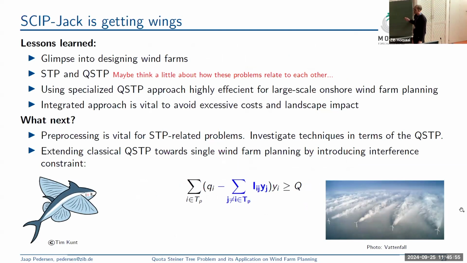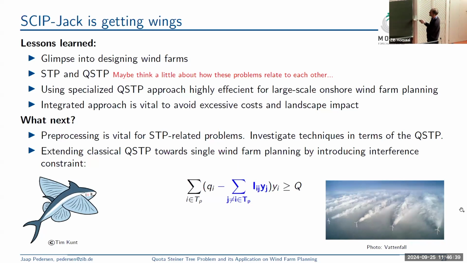Okay, now I come to the end of my talk. So what we have learned, hopefully, is that we know a little bit more about designing wind farms. We know what the STP and the QSTP are. And some of you might actually take the exam, so maybe think a little bit about how these problems relate to each other, how you can connect them. We showed that this approach is very efficient for large-scale onshore wind farm planning, and the integrated approach is vital to avoid excessive cost and landscape impact.